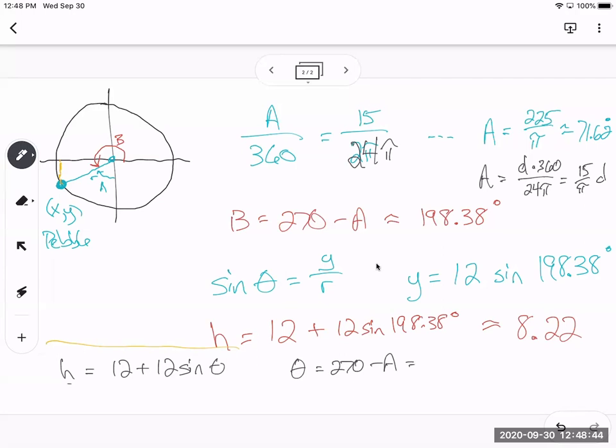So going back down here, I have 270 minus 15 over pi times D. So it looks like I might have my function. H of D is 12 plus 12 times the sine of 270 minus 15 over pi times D. That should be it.